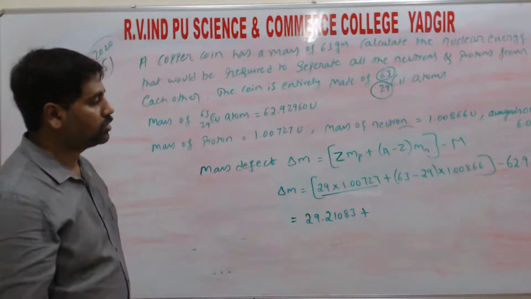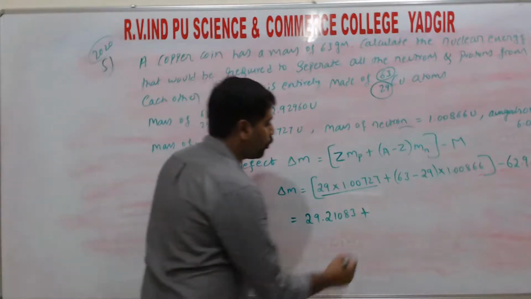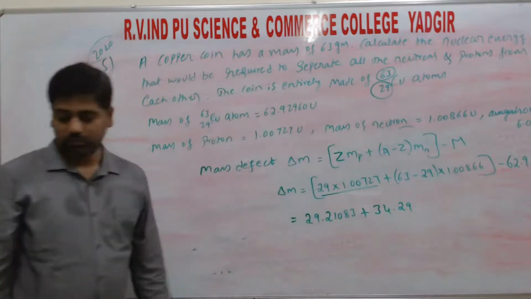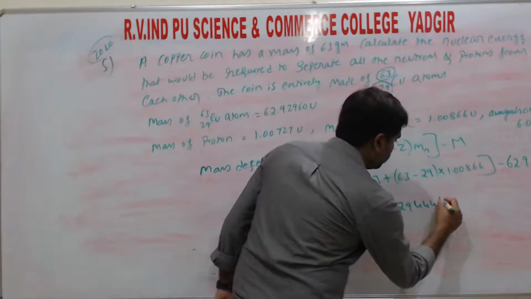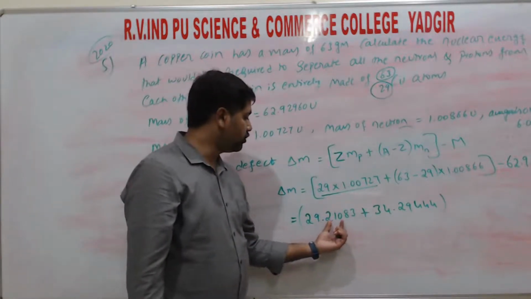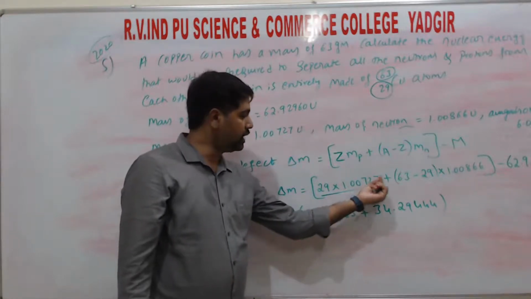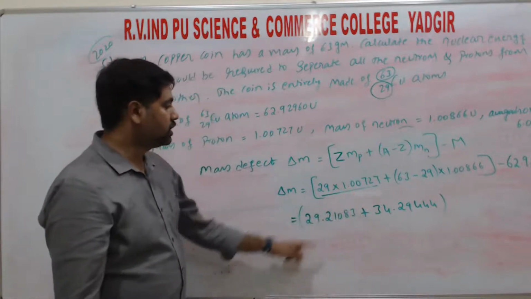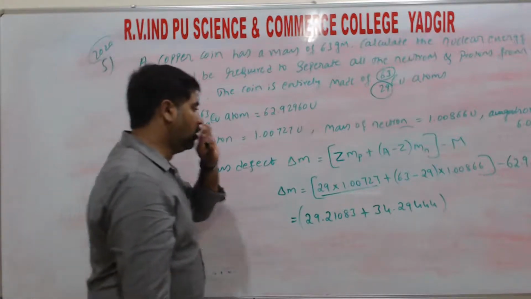34 into 1.00866, so that gives 34.29444. So don't round off these values. Here we have 29 and 1.00727 is the lesser value. So don't round it off to 1, right? Each and every decimal point is very important here, right?